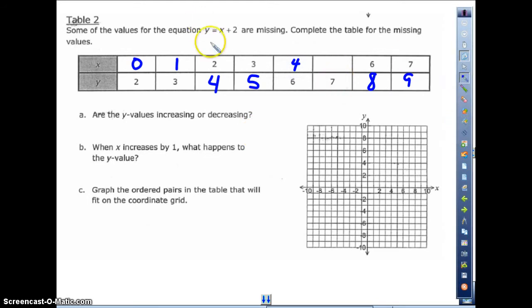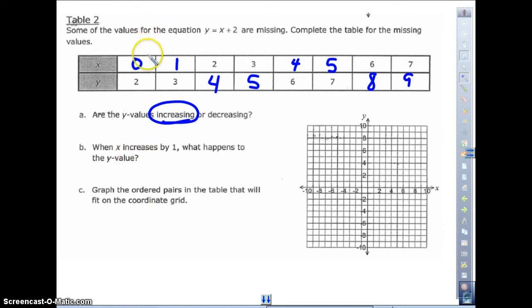Let's plug in a y value of 7. What number plus 2 gives you 7? Yeah, that's got to be 5. Now let's see what we've got here. 0, 1, 2, 3, 4, 5, 6, 7. Well, those are all increasing by 1. Then I've got 2, 3, 4, 5, 6, 7, 8, 9. Those are all increasing by 1. Part A, are your y values increasing or decreasing? All of the y values are increasing.